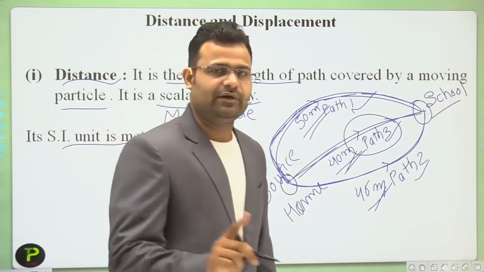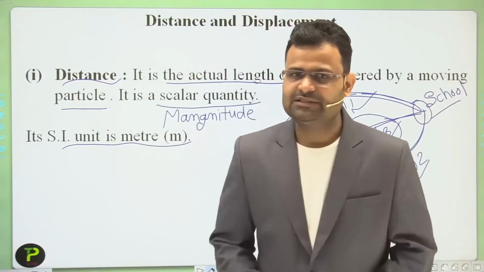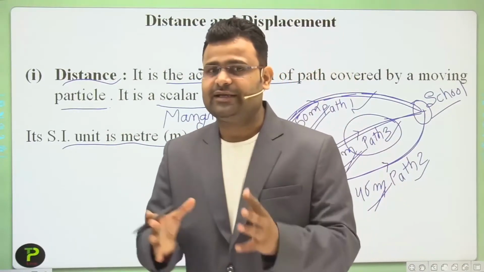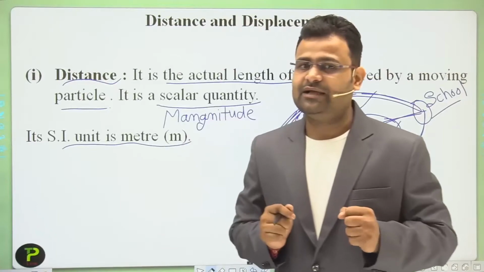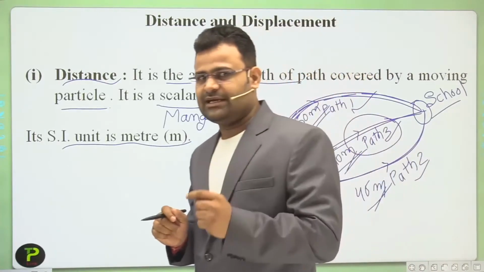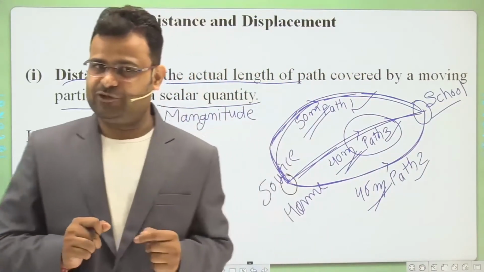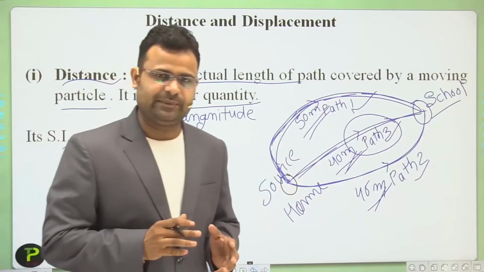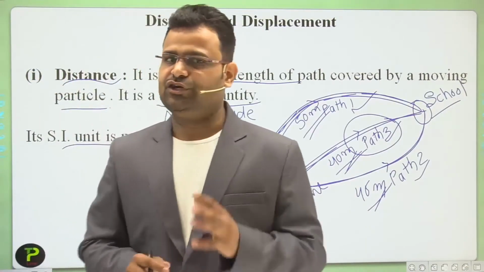The actual path length covered by an object is distance, and it is a scalar quantity, and the unit of that quantity is the meter. Always measure in meters, that is the SI unit. If you measure the distance in centimeters, that is the CGS unit of distance.